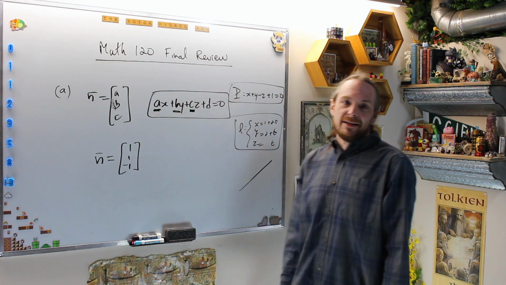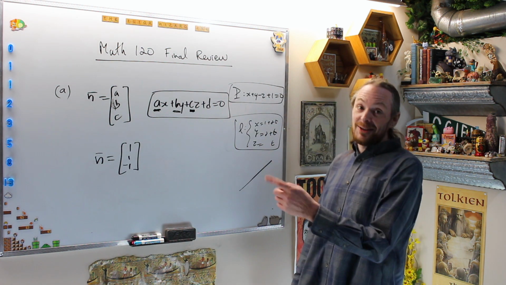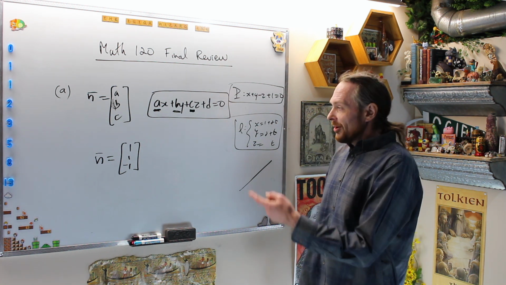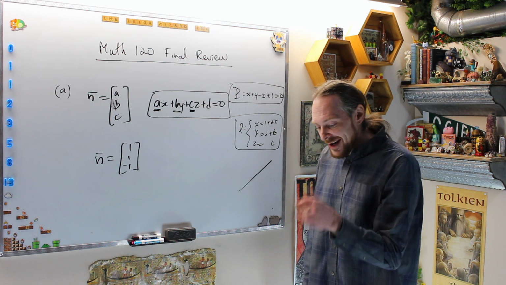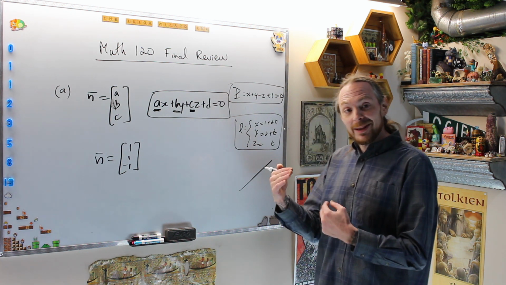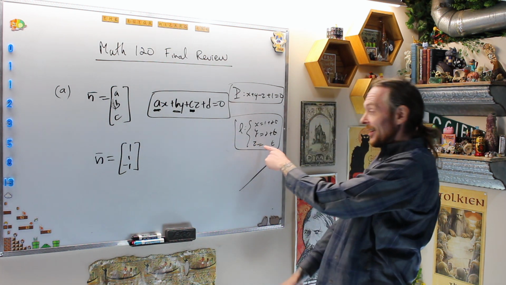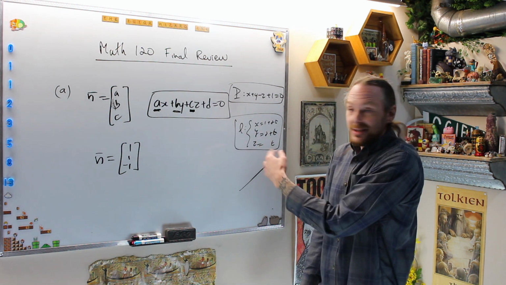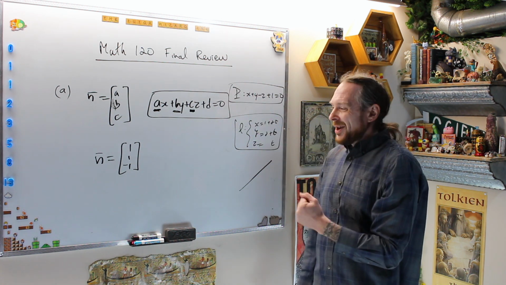A was a freebie. If you didn't like that, oh my goodness, you're not going to like B and C. There's the normal vector. All you need to compare the line and the plane are the normal vector and the vector in the direction of the line. So A was just getting one of those pieces for you.